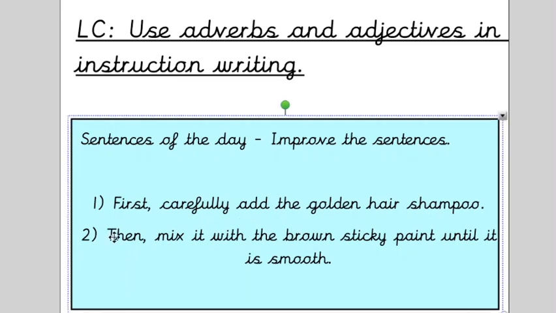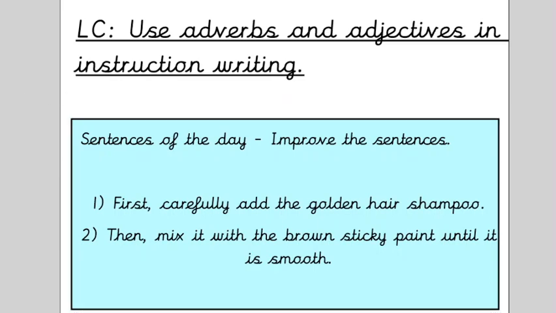Then for the next one, I've put then mix it with the brown sticky paint until it is smooth. Okay, so what I've done there is I've added the adjectives, the brown sticky, onto the paint to make it a bit more descriptive so that the reader knows exactly what ingredients he needs. Also, I've added the conjunction until to expand the sentence a little bit further and add more information, until it's smooth, so they know how long to mix it for. There's just some examples of what you could do in your writing.